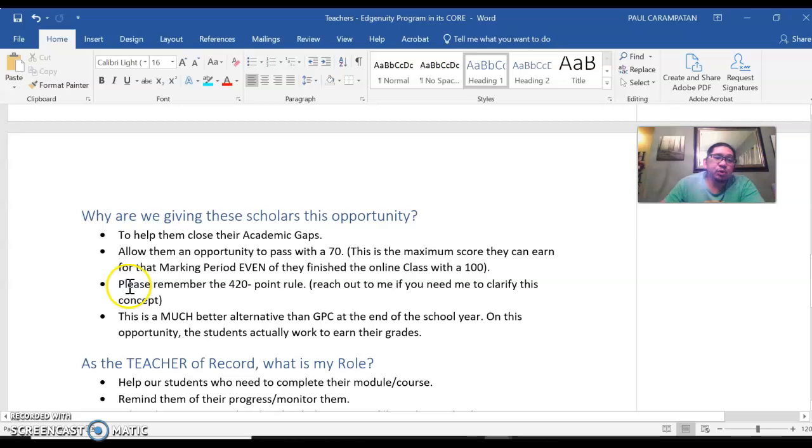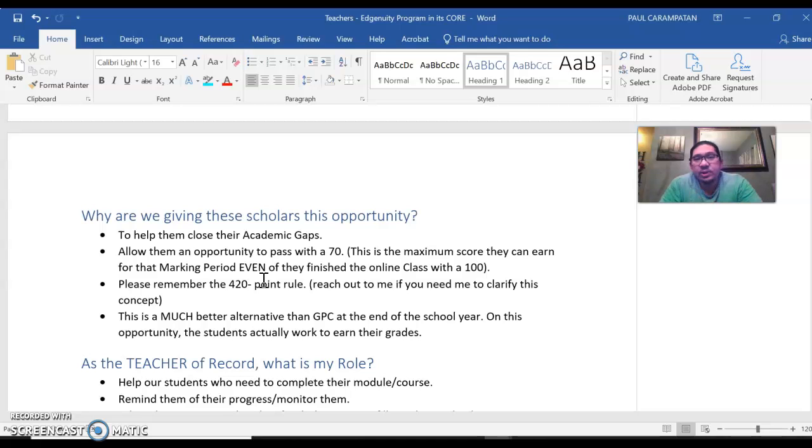And please, please, please remember the 420 point rule. If you don't know what that is, reach out to me, give me a holler. When you see me in the hallway, ask me about what the 420 point rule is. It's not a rule, but it's a concept. Remind me of that if you need me to clarify it for you.